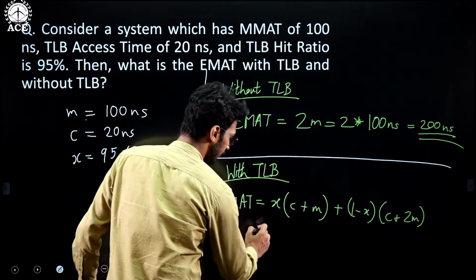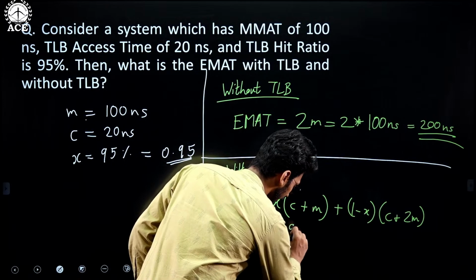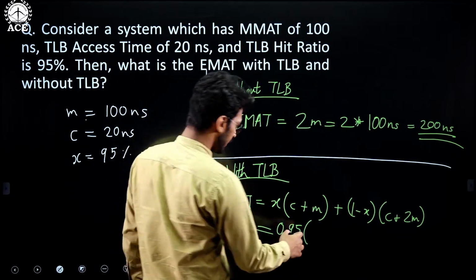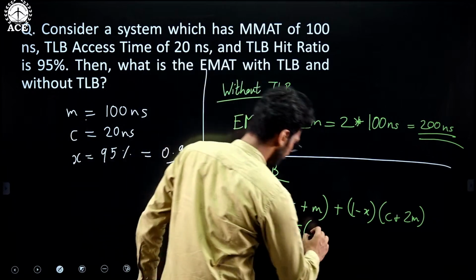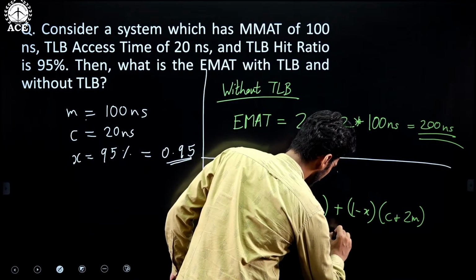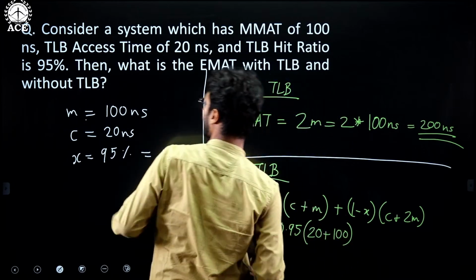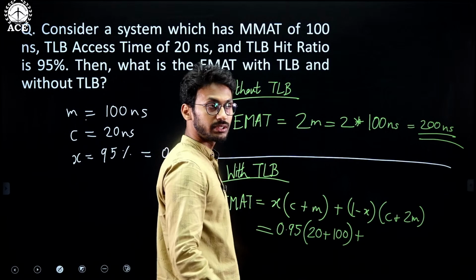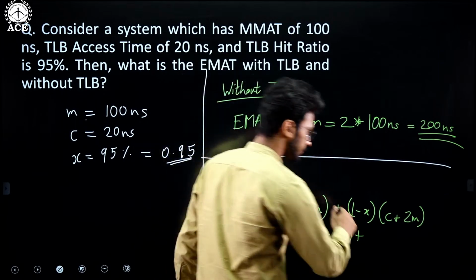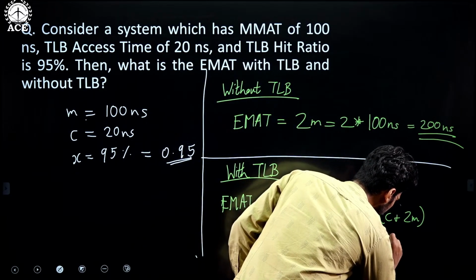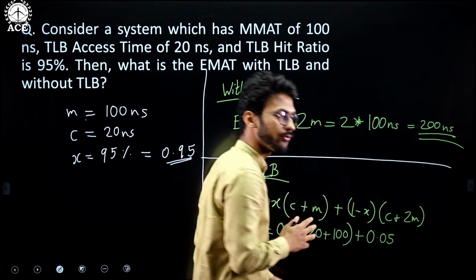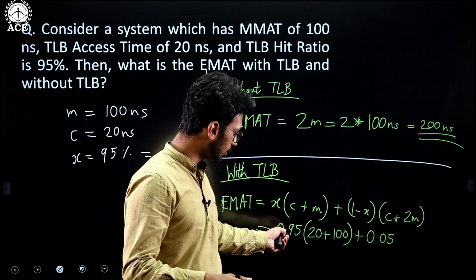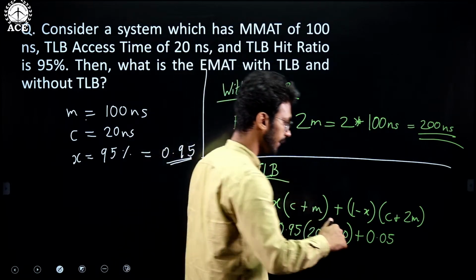Nothing more difficult. Okay, 0.95. I'll not be calculating it. You do it at home. Okay. C. What is C? 20. 20 plus M is 100. M is 100 plus 1 minus 0.95. What is it? 0.05. Don't write 0.5 in a hurry. Otherwise, everything will be wrong.